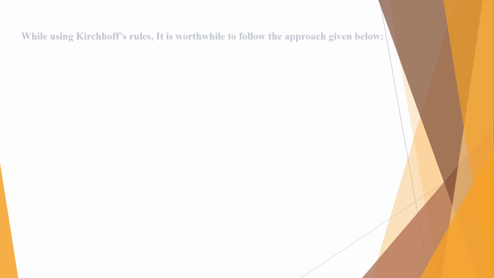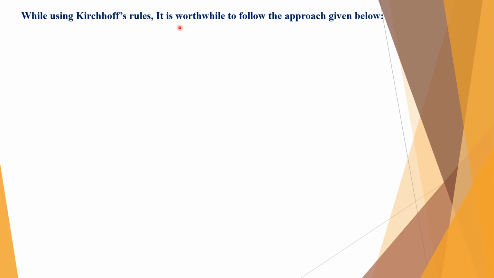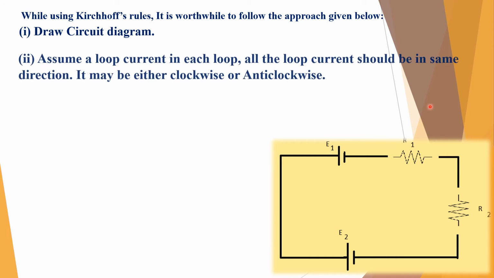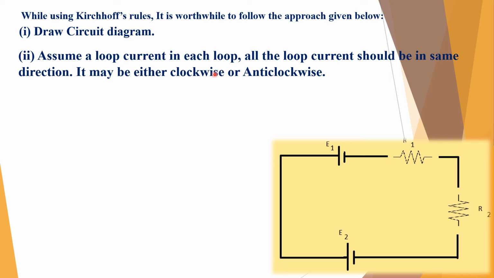While using Kirchhoff's rules, it is worthwhile to follow the approach given below. First step is draw the circuit diagram. Here in this figure we have a circuit diagram in which there are two EMF sources, E1 and E2, and there are two resistors, R1 and R2. Second step is assume a loop current in each loop. All the loop currents should be in the same direction. It may be either clockwise or anti-clockwise.